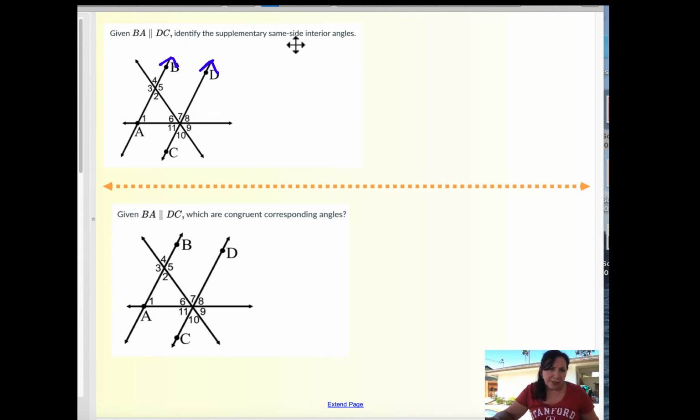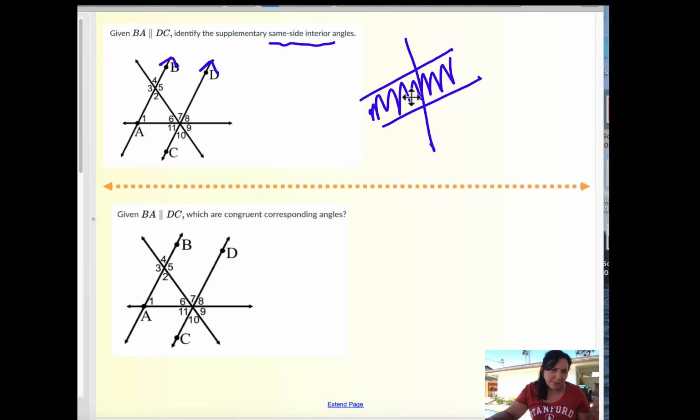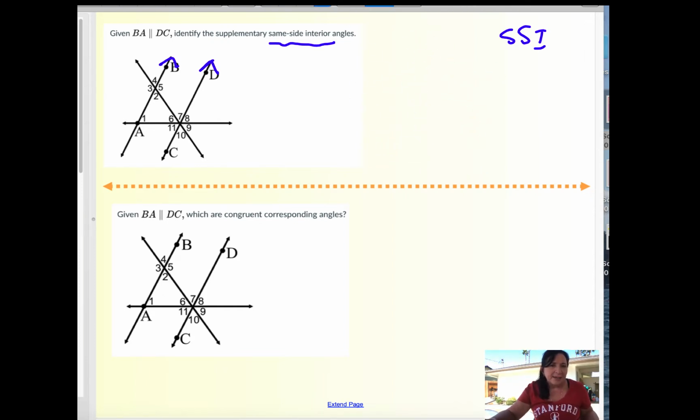Identify the supplementary same side interior angles, so possibly more than one. When it's saying same side interior, those are angles that are inside of the parallel lines. So for example, if I had parallel lines cut by a transversal like I do right here, anything on the inside, same side, would be considered same side interior angles.